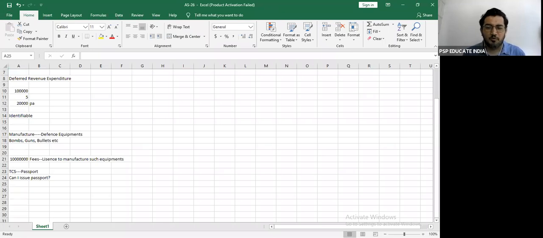So because it is providing services of issuing passports, this 50 lakh rupees paid by TCS to the government for obtaining the license is known as your intangible asset, which is helping you in provision of services.